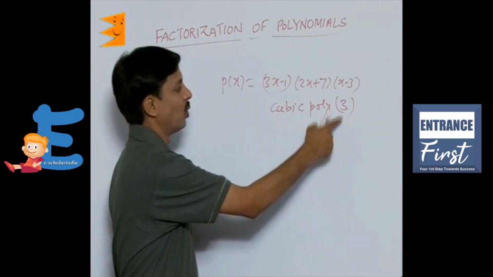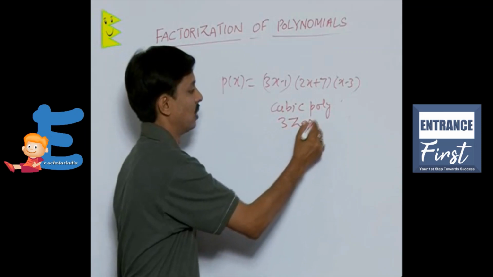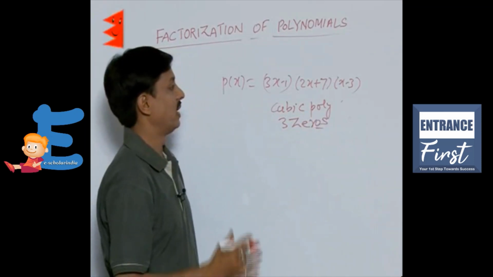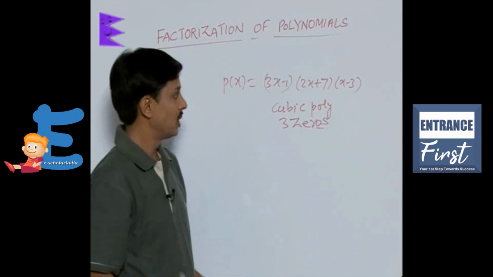As and when you want to find the zeros, you put the value of the entire polynomial as 0.